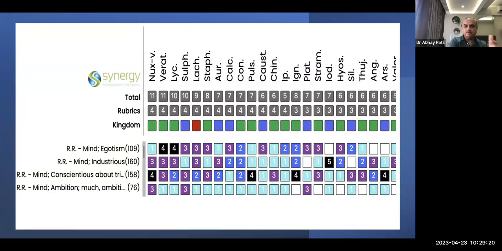So like I have put, according to the chart, I have tried to put all synonym rubrics or cross-reference rubrics, means egotism, industrious, conscientious about trifles, and mind ambition, much ambitious. So drugs which are coming up, who have got fire dominant more prominent, are Nux Vomica, Veratrum, Lycopodium, Sulphur, Lachesis, Staphysagria, Aurum.